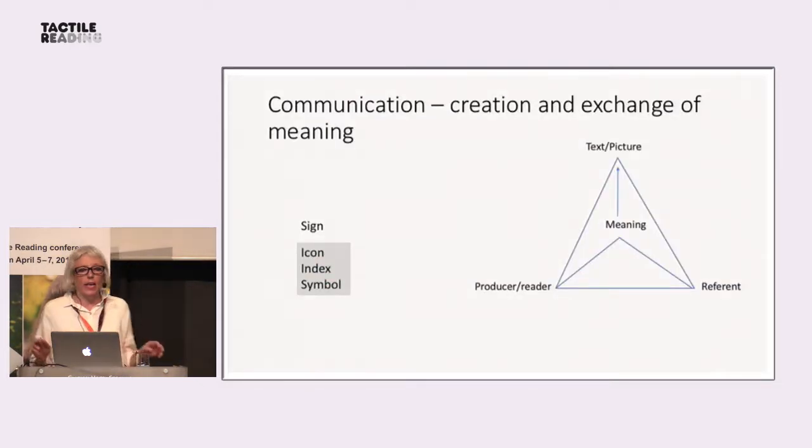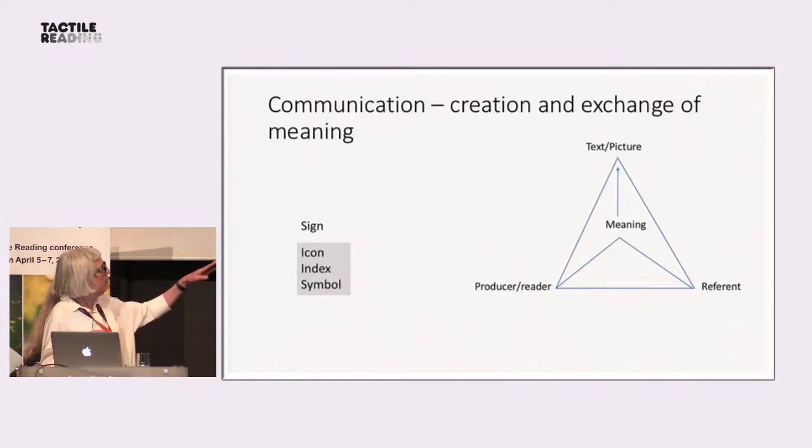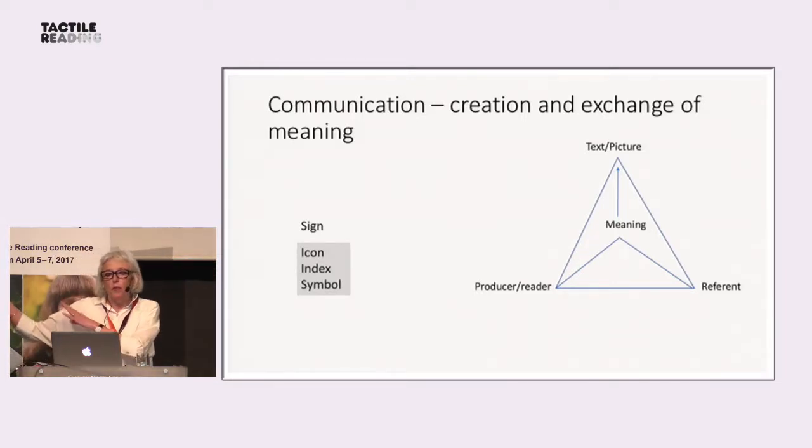While when we are looking at pictures for sighted people, we see it often as a communication, creation and exchange of meaning. And I want to remind you that communicate comes from communicare, which means to share. So it's something that you share. So you have a producer or a reader, and you have the referent, which is the object or the thought. It creates a meaning, and the meaning also is a relation between the picture itself and the interpreter.